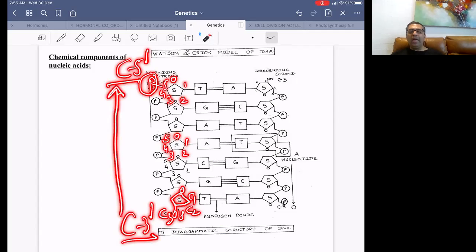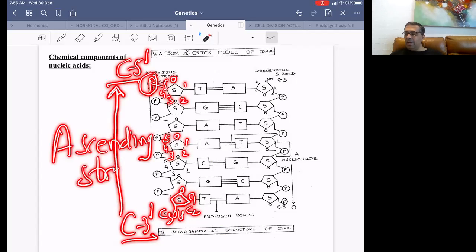C3 to C5 going upward is called the ascending strand. Which strand is this? The ascending strand. And 3 to 5 is always the polarity. So the polarity is always in the 3 to 5 direction. So where is C3? Below. And where is C5? Above. So what is that strand called?